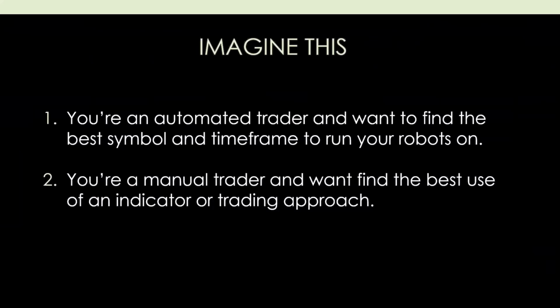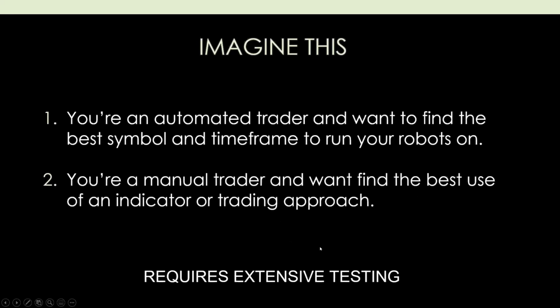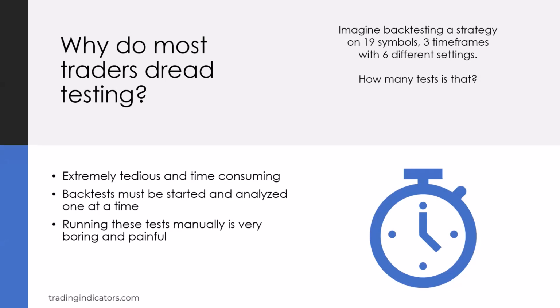Well, again, what you can do is to code your indicator as a robot, let the robot take trades, and then try to find the best symbol, configuration, or time frame for that robot where it works best. But again, this requires extensive testing. And the problem with extensive testing is that it is very, very tedious and time consuming. And this is why most traders dread testing.